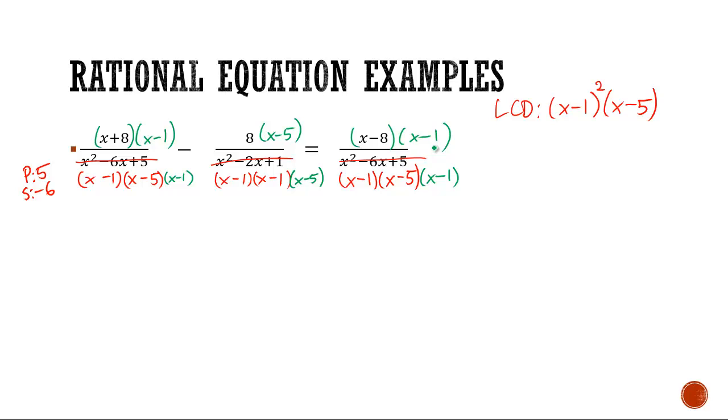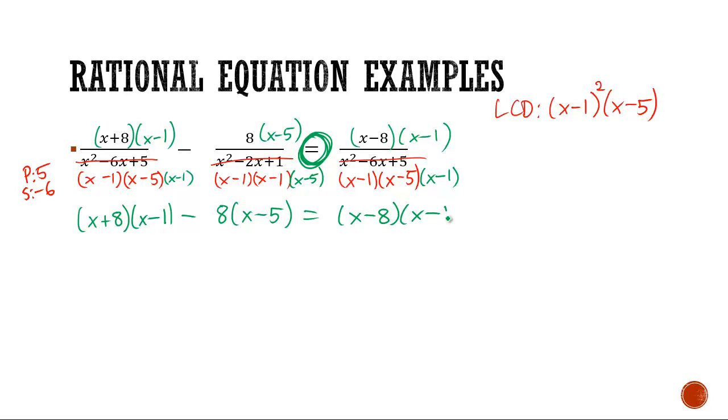Again, now that our denominators are the same and we have an equal sign, we can multiply everything by the common denominator, leaving us with just the numerator: (x plus 8)(x minus 1) minus 8(x minus 5) equals (x minus 8)(x minus 1). So we can just multiply this out. We get x squared plus 7x minus 8 minus 8x plus 40 equals x squared minus 9x plus 8.